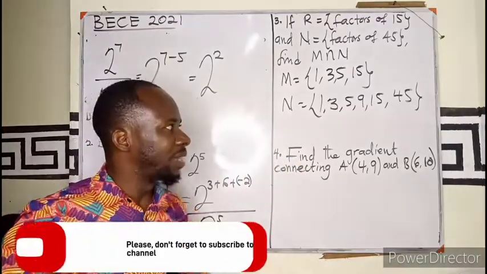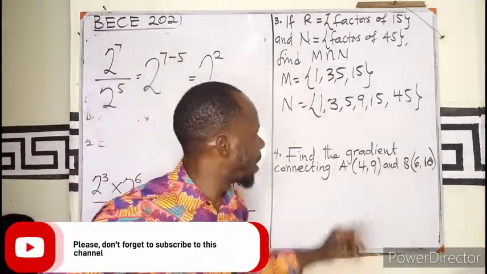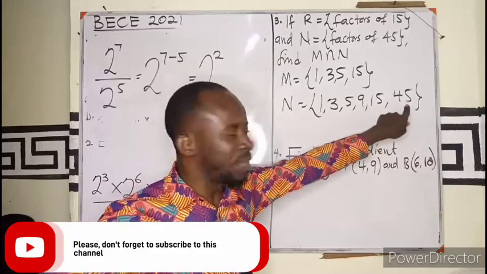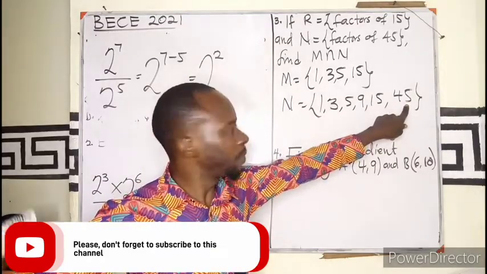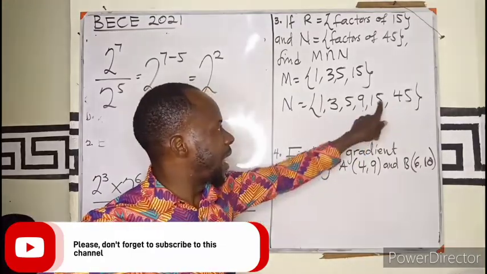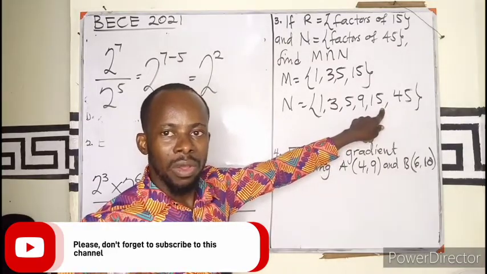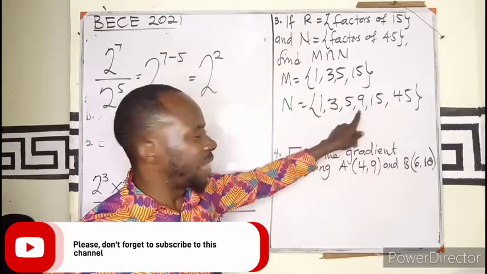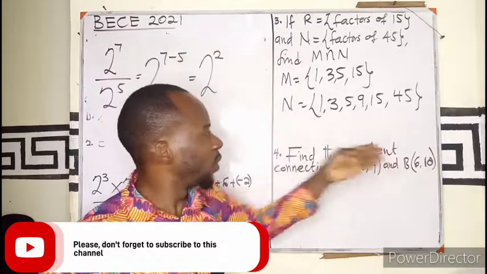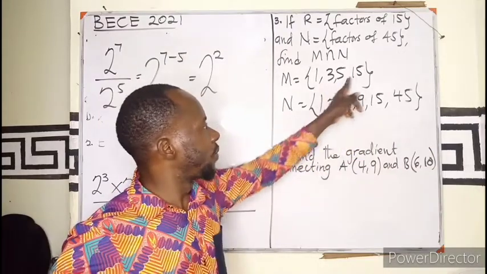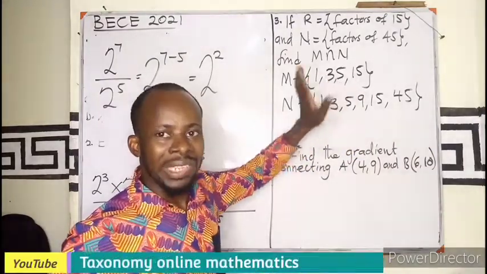Let's check. Maybe we can have another number which is missing here. 1 times 45 gives us 45. 3 times 15 gives us what? 45. Then 5 times 9 also is what? 45. So these are the pairs. 1, 15, 3, 5 as our pairs.